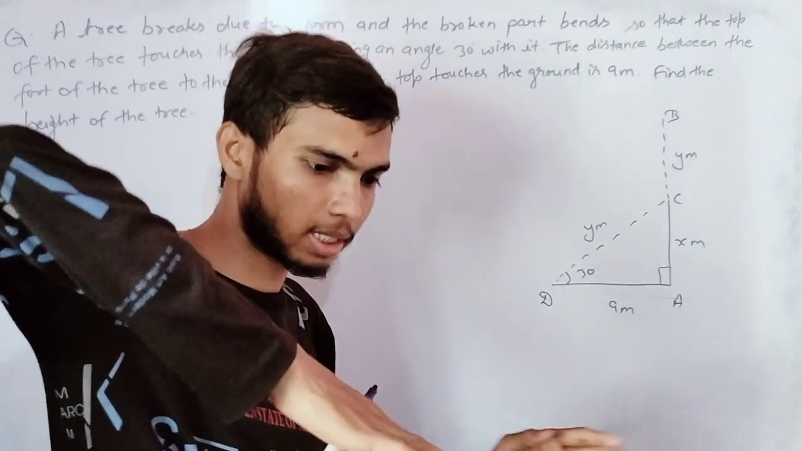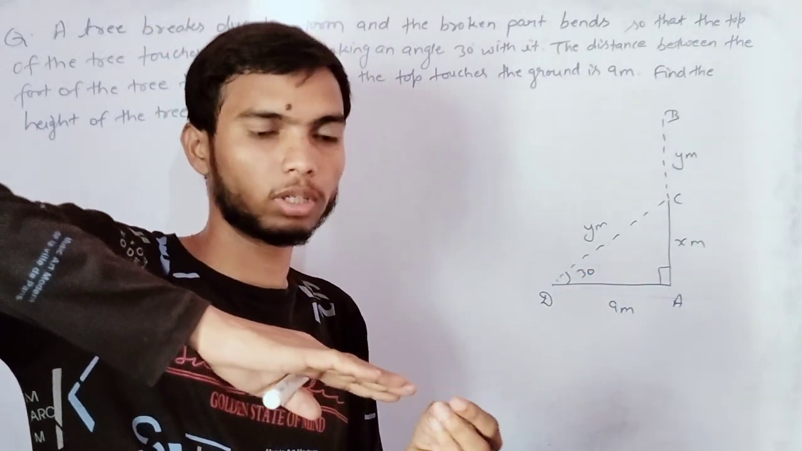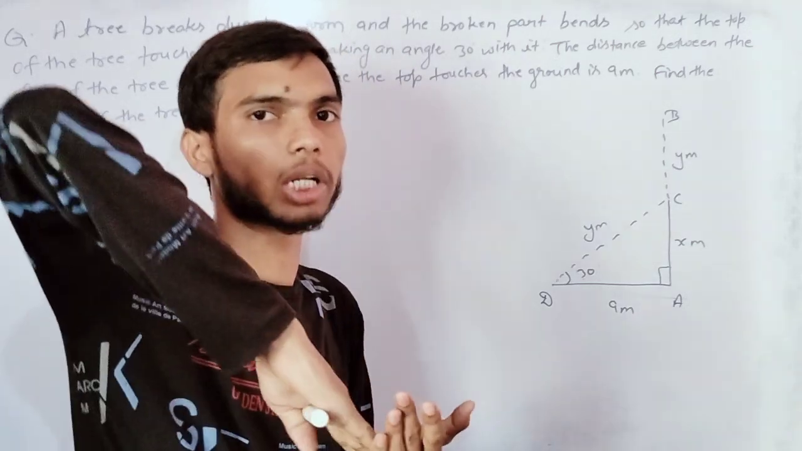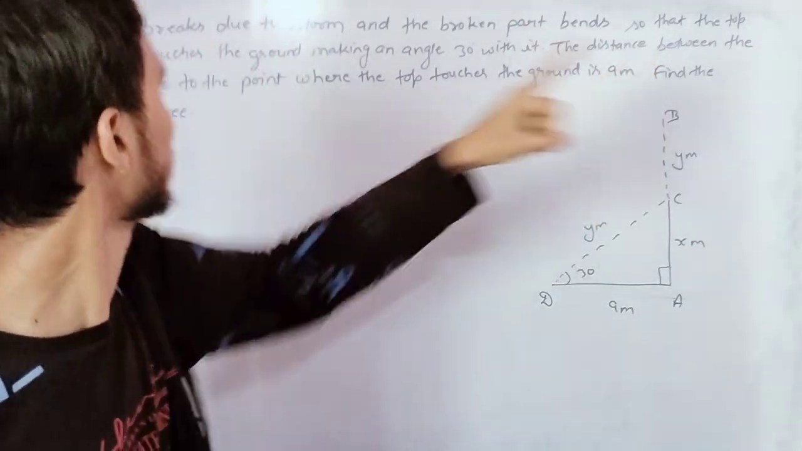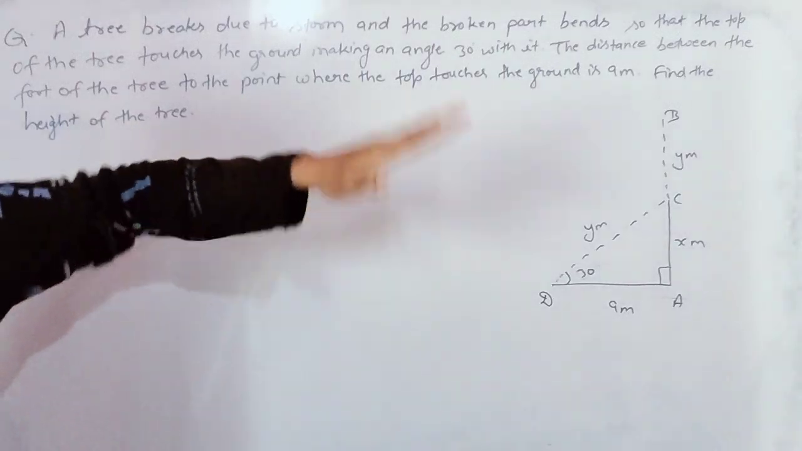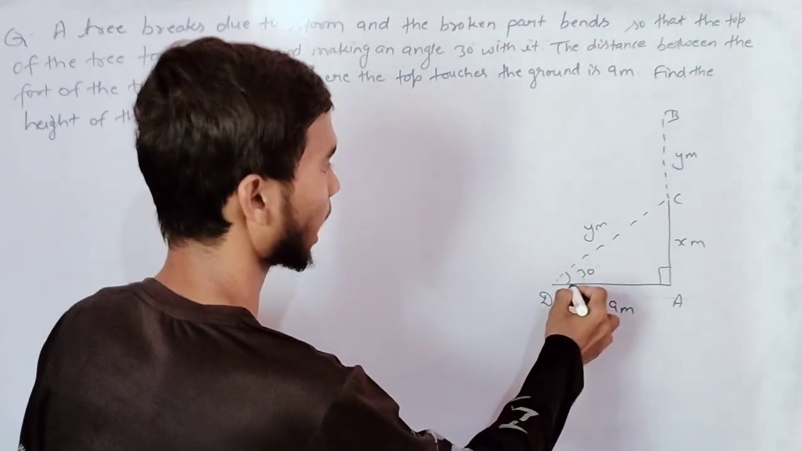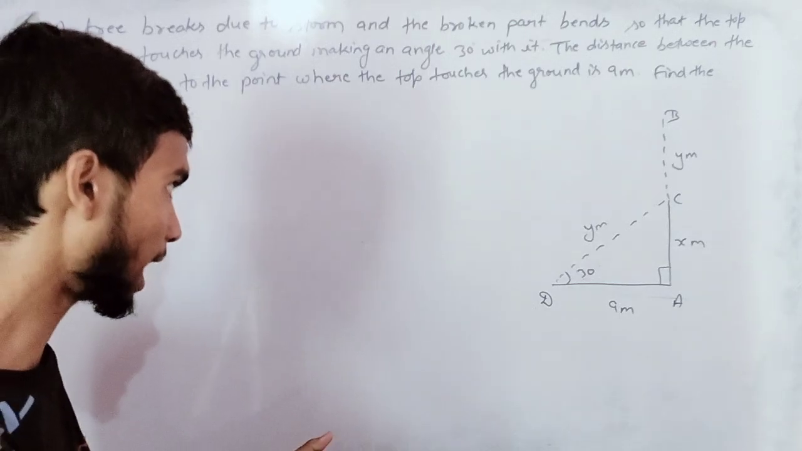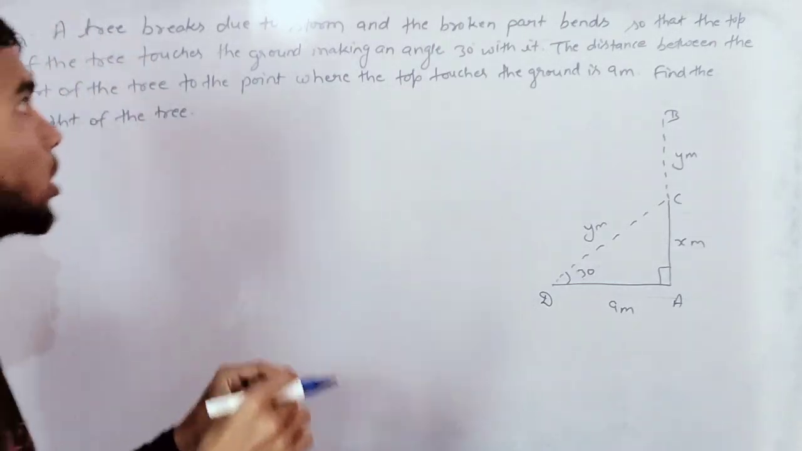And when it bends, the top part of the tree touches the ground, making an angle of 30 degrees with the ground.